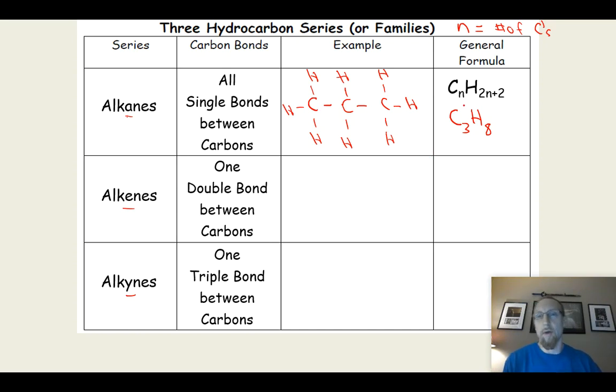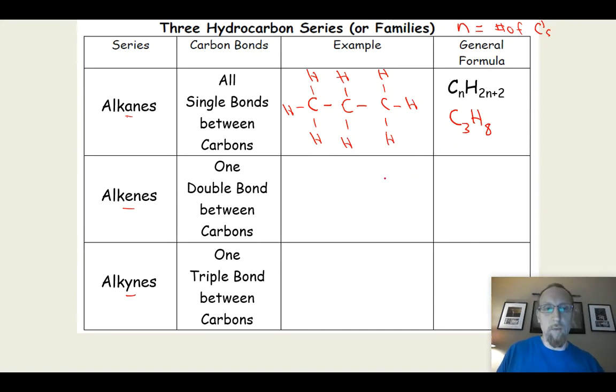Now when the n changes, that's going to change your number of H's accordingly and still be in line with whatever you draw. So if there were 4 carbons, then that would mean we would have 10 H's. If we drew that, it would look like that. And we'll get to that later when we go through it.